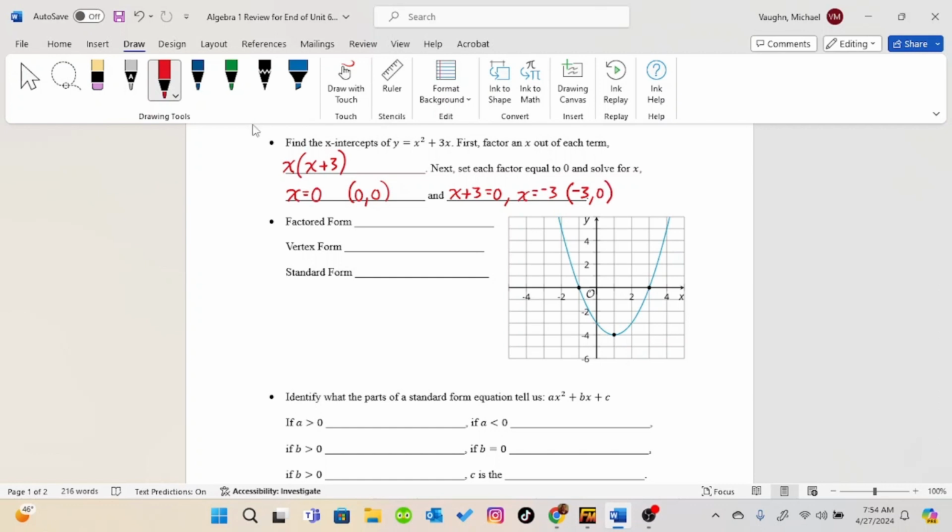If you have any questions about how I solved this, please ask questions now so I can clarify for you.